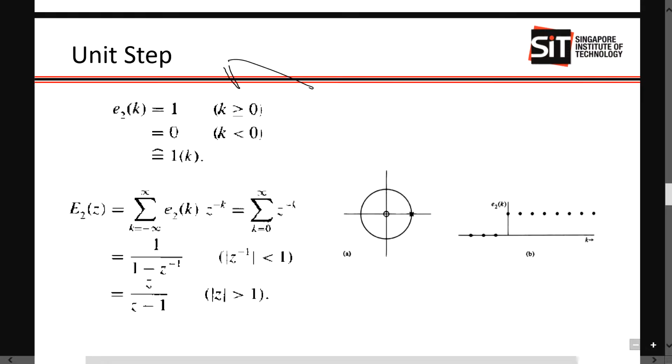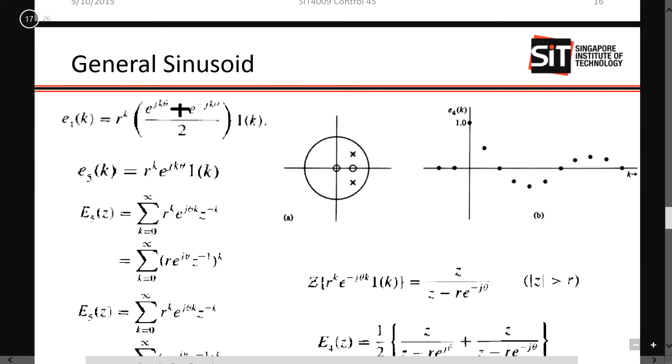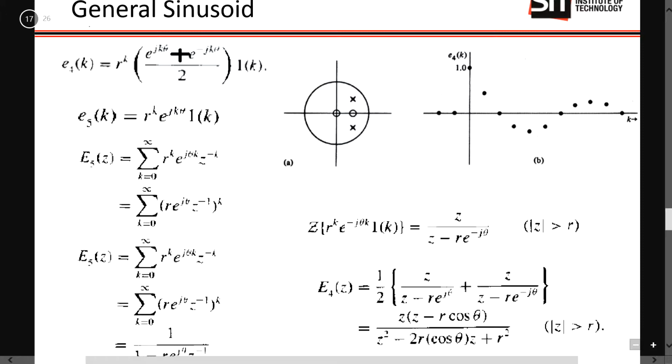The unit step we have proved to you. The exponential we have proved to you: z over z minus r. Next, the general sinusoid we have somewhat proved to you, because we don't know how things transition during the k stuff and things like that, but we still proved to you that there's a cosine wave. But anyway, we have proved that particular one already.